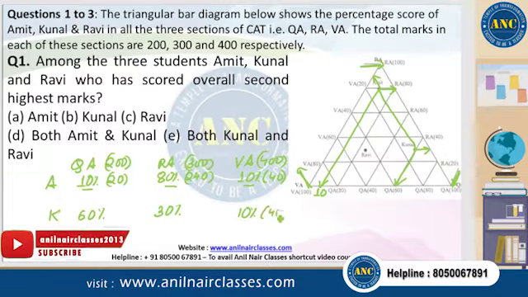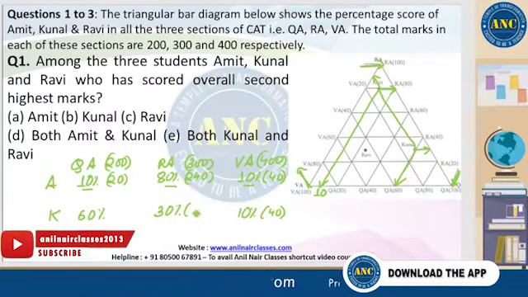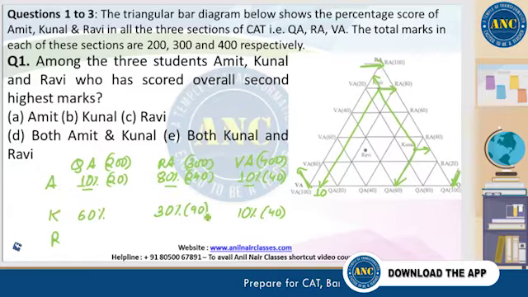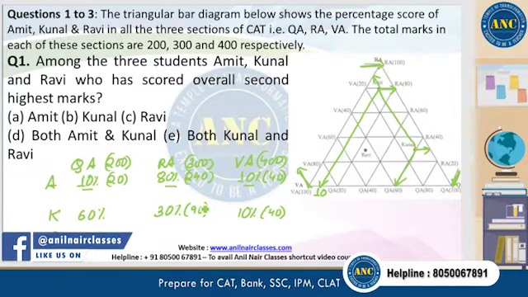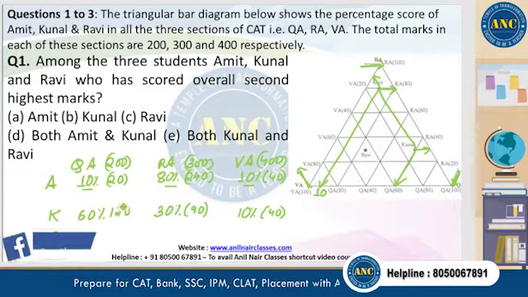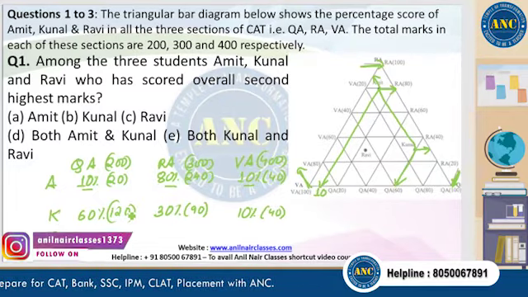Let's fix the values now. That's like 40, right? 30%. That'll be like 90, 30% of 300, and 60% of 200. That's like 120. Let's look at the same thing for Ravi.